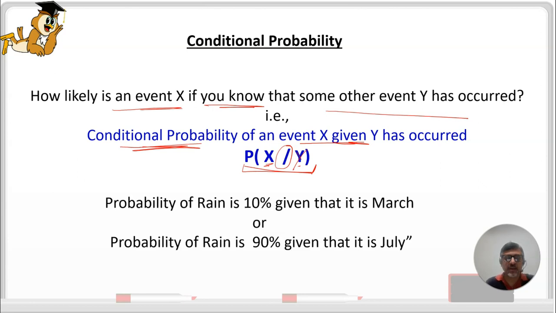So for example, I'm giving some examples. Probability of rain is 10% given that it is March. If you are in the month of March, the probability of rain is 10%. Probability of rain is 90% given that it is July. So if these events have occurred, then the probability of rain changes.